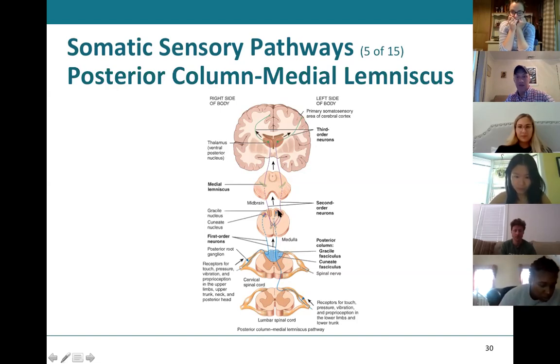We're going to synapse with our second order neuron that decusses inside the medulla, and then we'll ascend through the medial lemniscus portion of the midbrain, where it will now synapse at the thalamus to activate that third order neuron. And you know you've done it correctly because you stepped on one toe on one side of the body and you ended up on the opposite hemisphere of the brain.